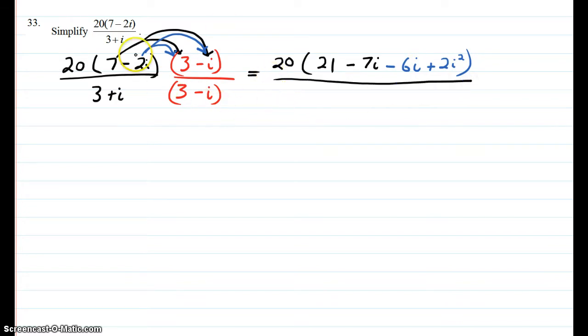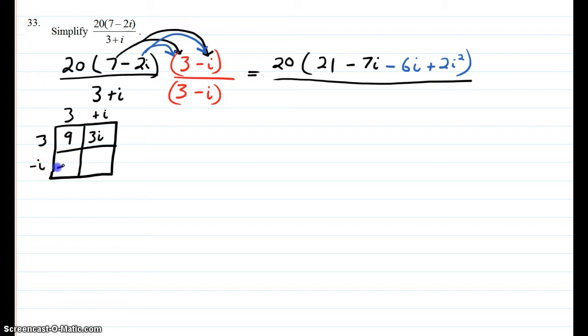And so now on the bottom, instead of distributing this one, I'll use the box method as review. So we have a 3 plus I, a 3 minus I. So the 3 and 3 makes 9, plus 3I minus 3I minus I squared. So now combine your like terms. So now I'm going to have 9. These are opposites, so they're going to go away. Minus I squared.